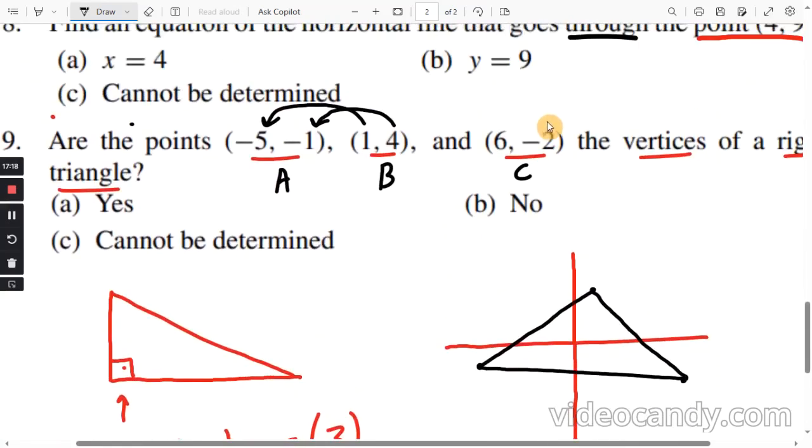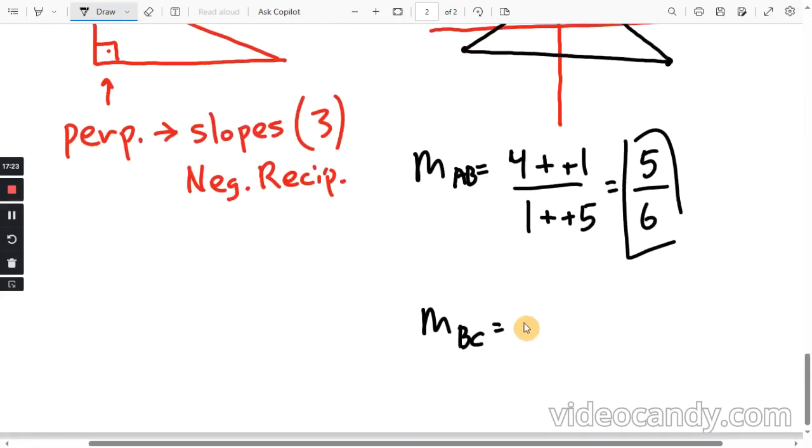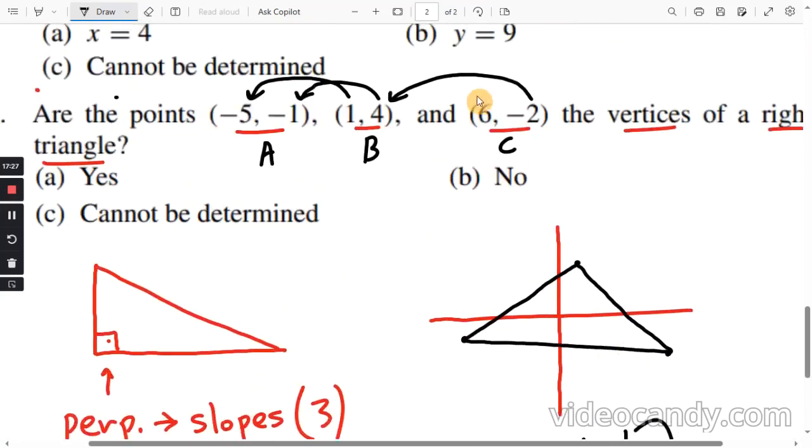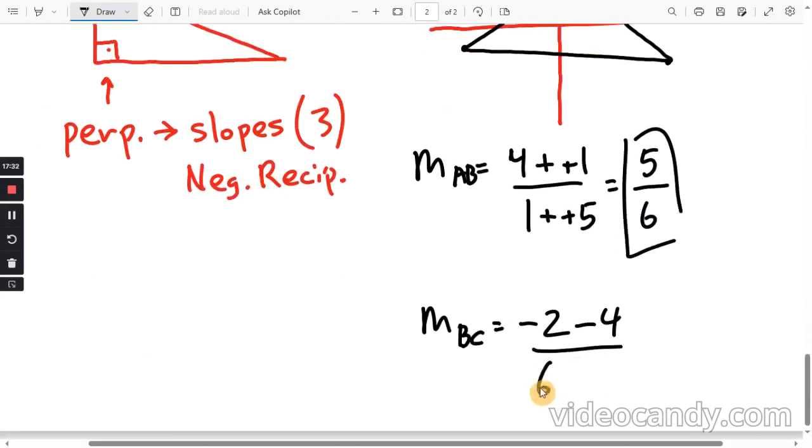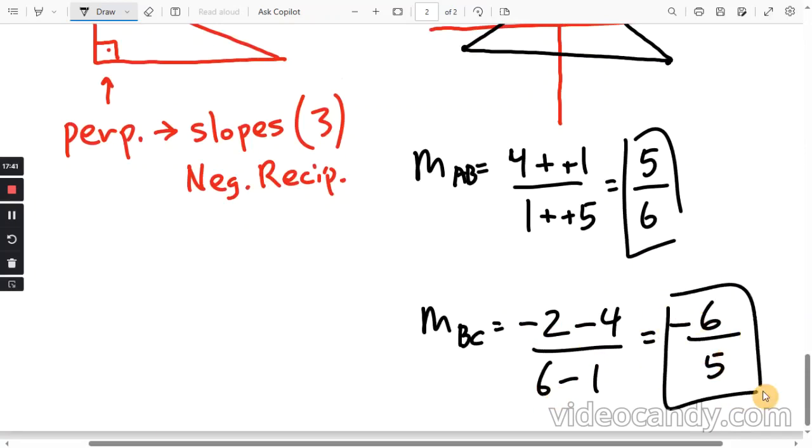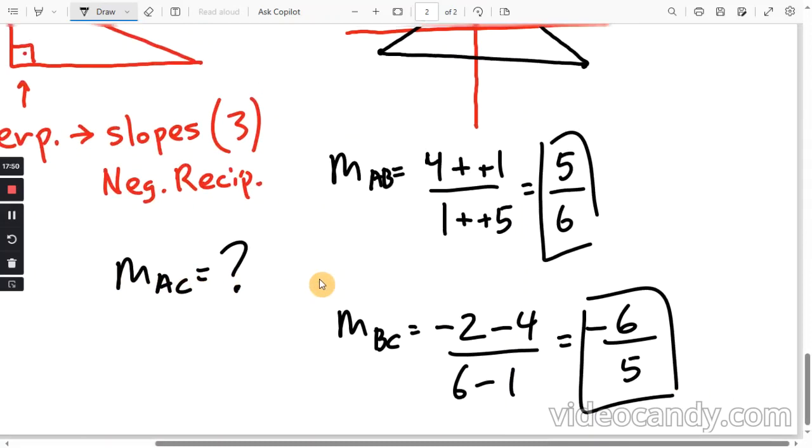Change in y is going to be -2 minus 4. Change in x is going to be 6 minus 1. -2 minus 4 and 6 minus 1. And lucky, we don't have to do the slope of AC. We don't need it, because I can see it already here.